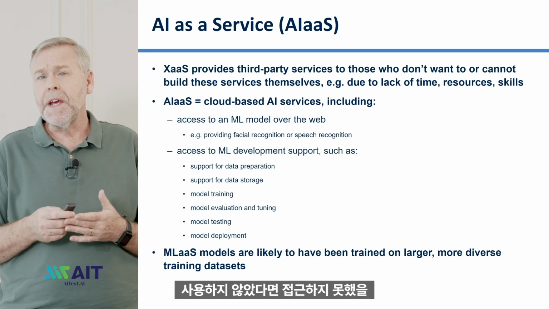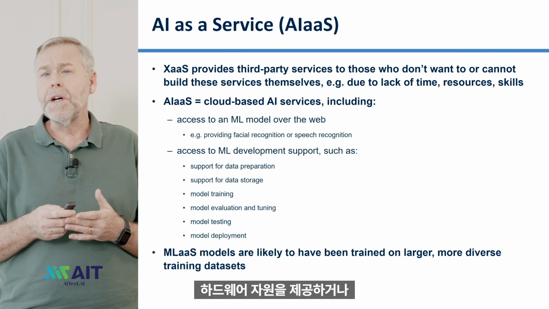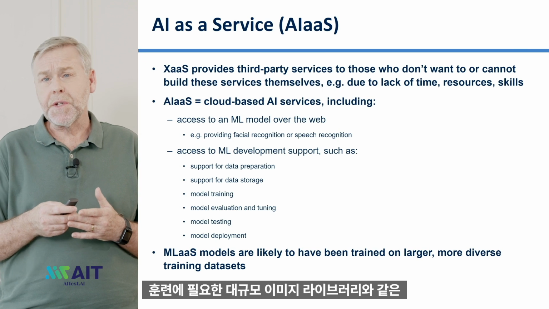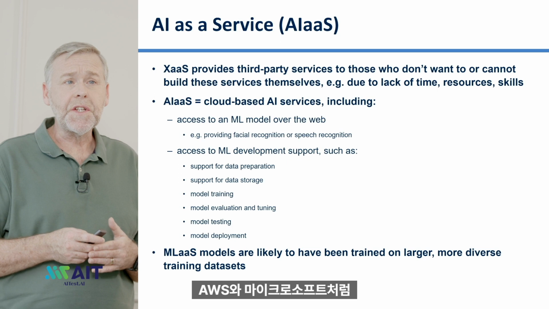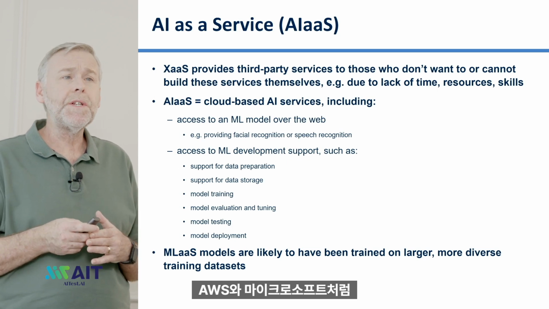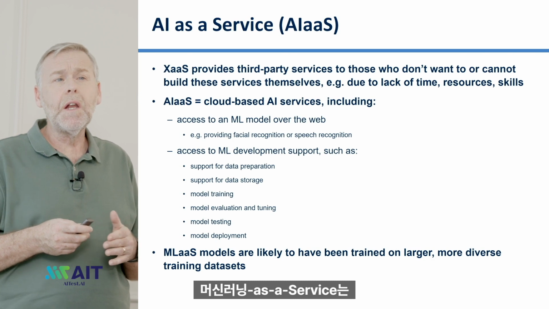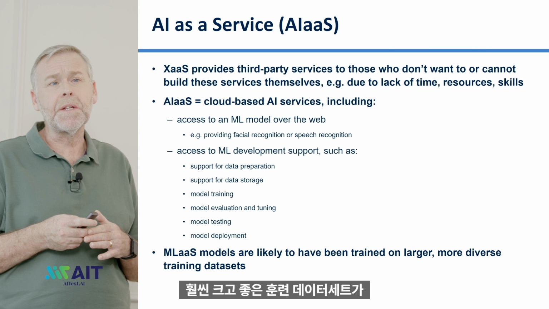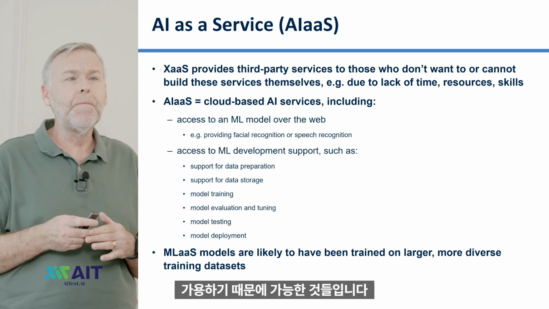For instance, it may be providing access to hardware resources that are otherwise unavailable, or it may be providing access to data resources, such as large image libraries for training. AI as a service or machine learning as a service from the big providers, such as AWS and Microsoft, are largely built on them having access to far bigger and better training data sets than most of us, which would take a long time to gather and prepare.